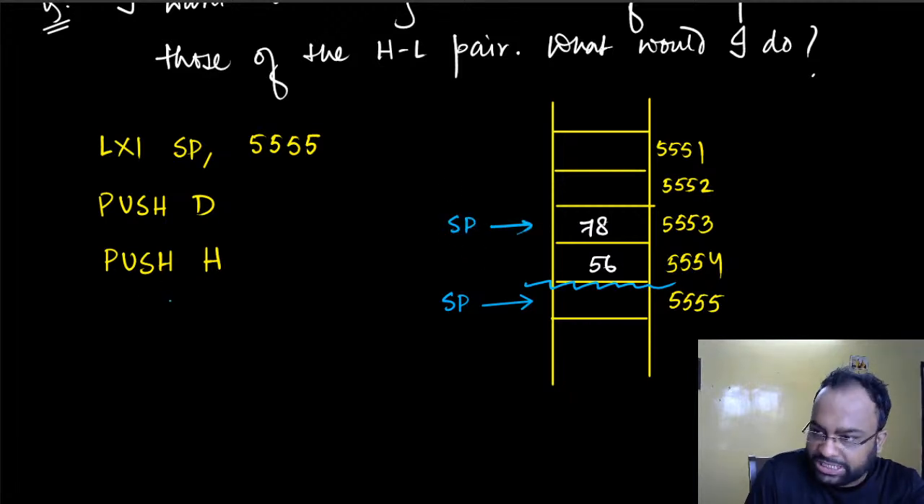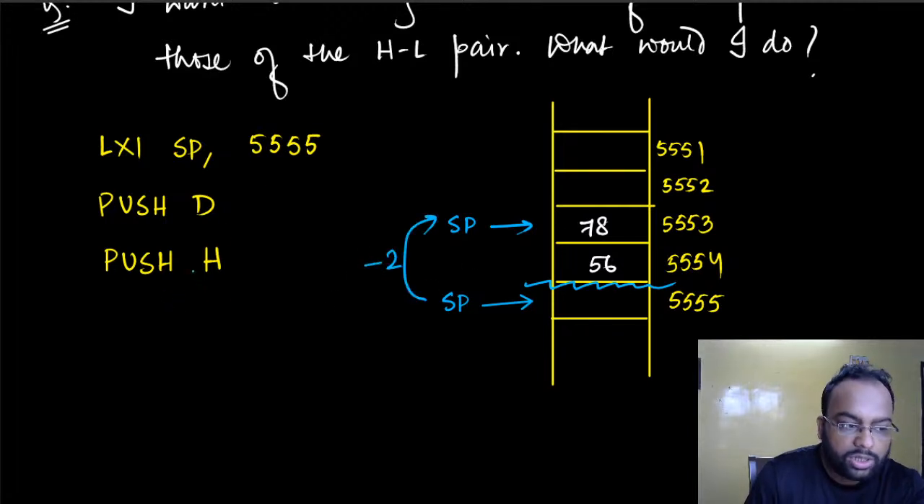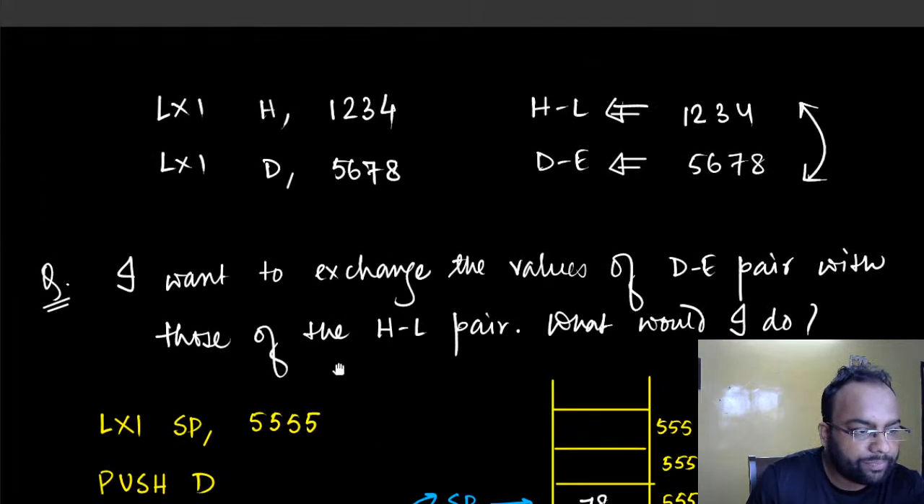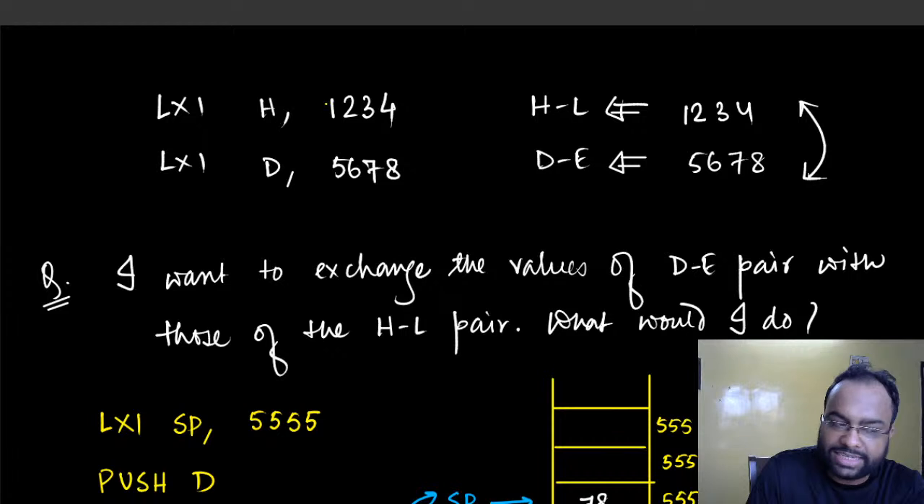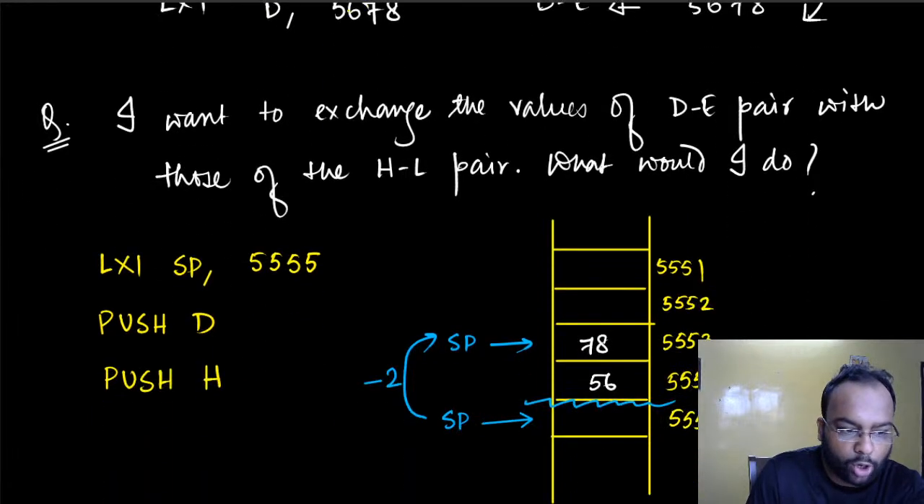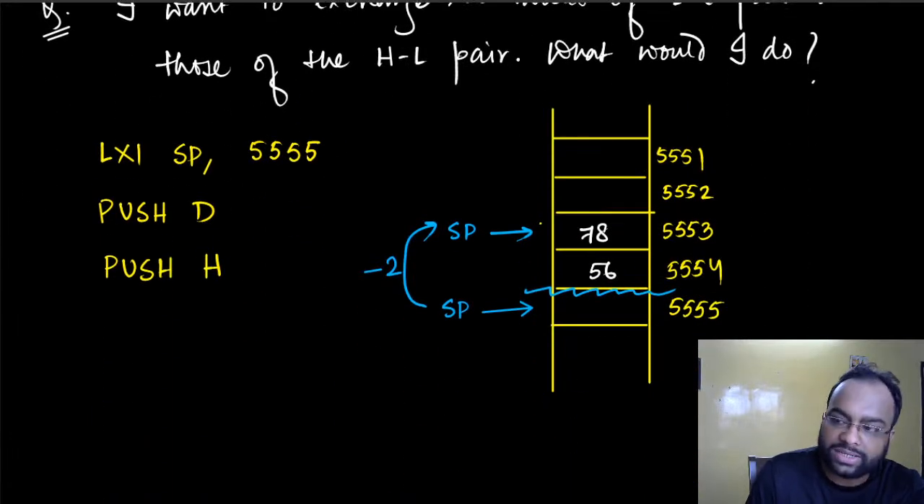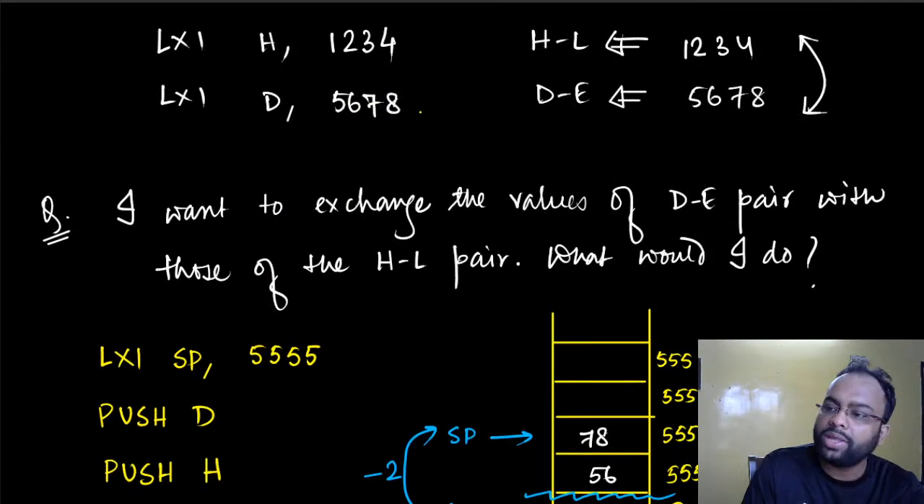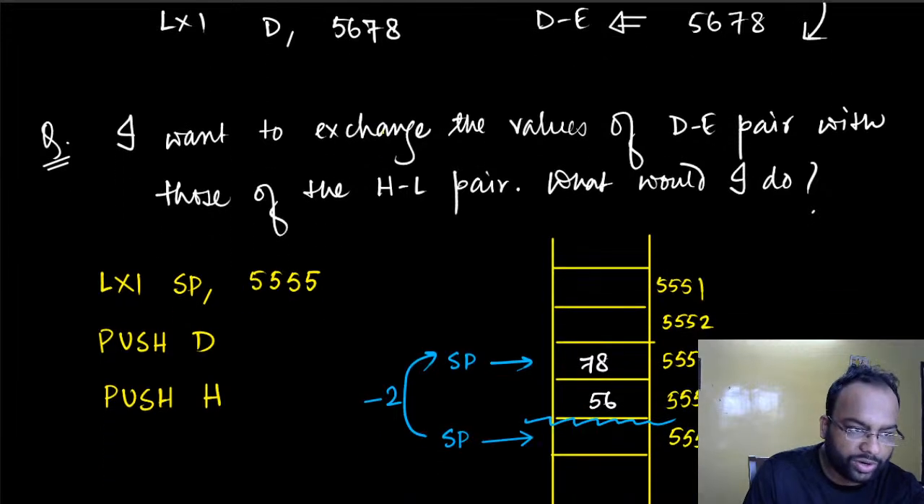Then I do push H, for example. If I do push H, what happens? The value from the HL register pair goes into the stack. Now what is the bottom of the stack? Rather, what is the bottom of the bucket here, this one, right? What is the value in the HL register pair? That's 1 2 3 4. That goes into this one.